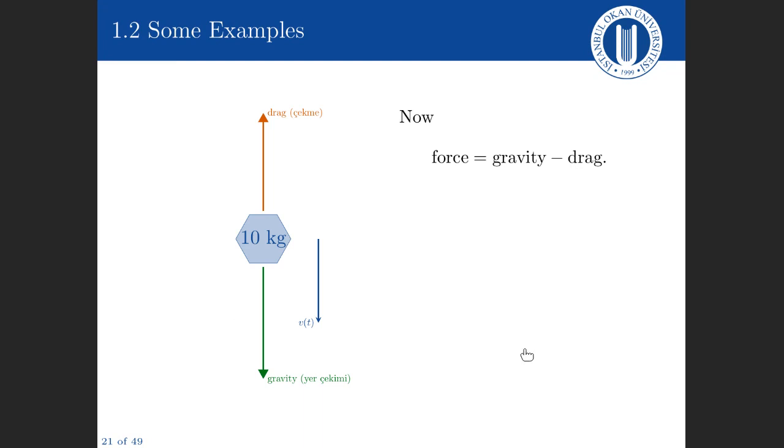Now, back to the picture. For the forces, we have gravity. Gravity is pointing in the same direction as velocity. So this is positive, plus gravity. Drag is pointing in the opposite direction from the velocity. So drag is going to be a negative force.